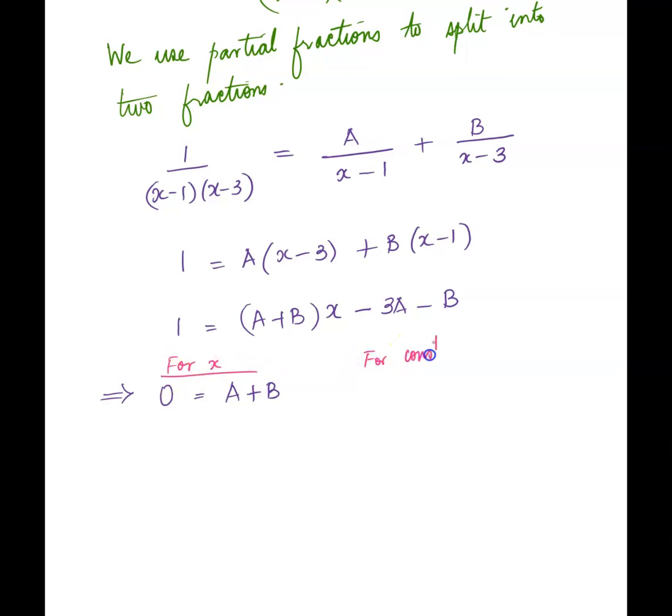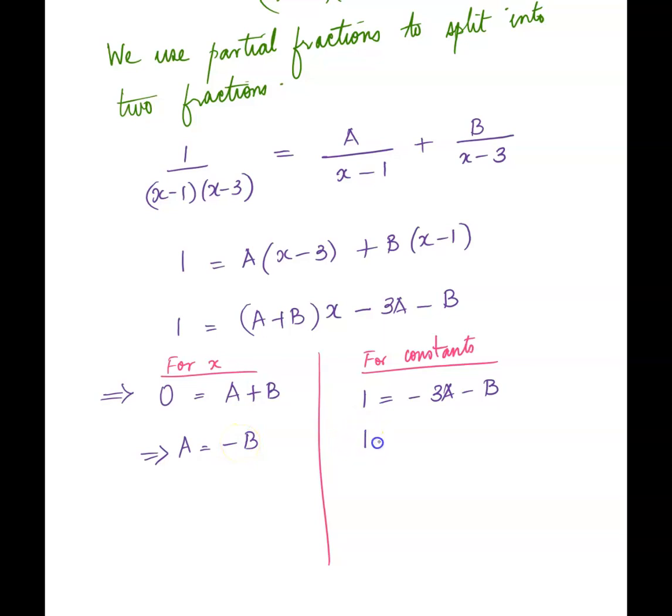For constants, 1 is on the left hand side and negative 3a, negative b is on the right hand side. Okay, so you'll have to solve them simultaneously. I'll come to the left side first, and I want to write a as negative b, right? That's what it implies. So a equals negative b. I want to use that on the right hand side now.